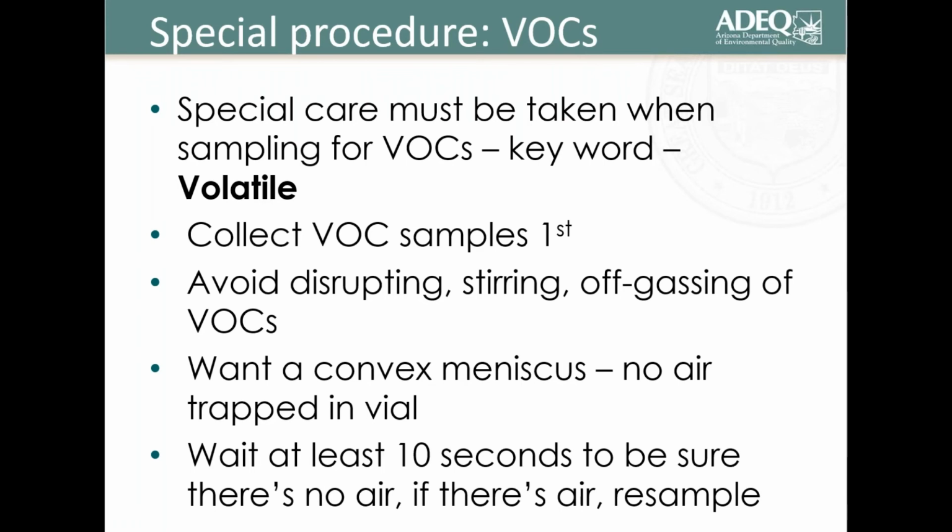And so the fact that we can smell those, they're volatile. They're outgassing into the environment. And so when we sample for VOCs, there's a special procedure, because we want to make sure that when we're sampling the groundwater, we're not losing those VOCs if they're present in the groundwater. So we always want to collect your VOC samples first, and we want to minimize disrupting or stirring and off-gassing of VOCs.